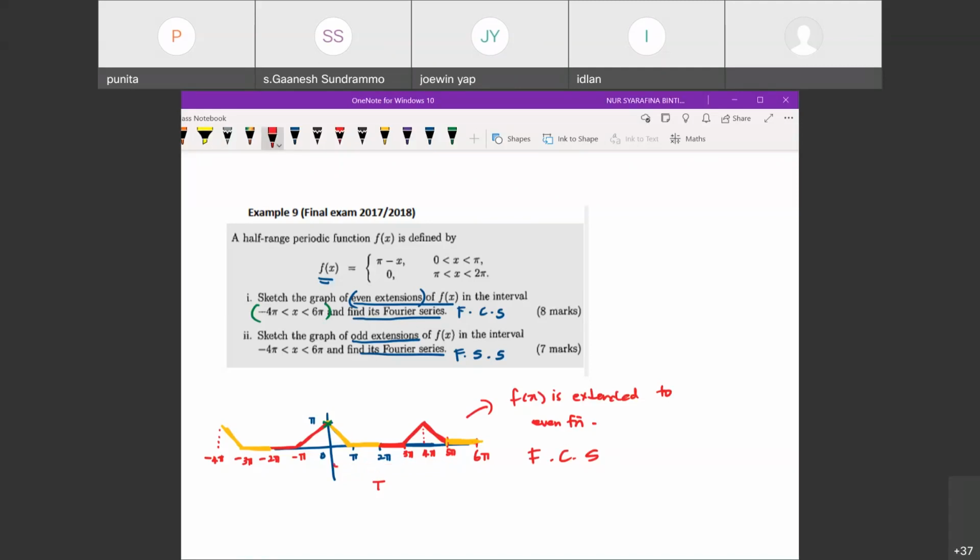This is your t. The original to the extended. So your t here is 4 pi. Okay. Why we have to extend in terms of graph? Because we want to find t. Why we want to find t? Because we want to find L. Because you cannot identify your L from here. Okay. For this piecewise function, you cannot find your L.